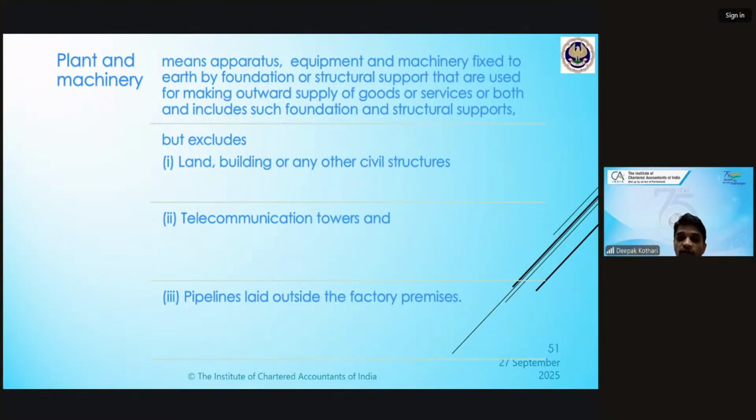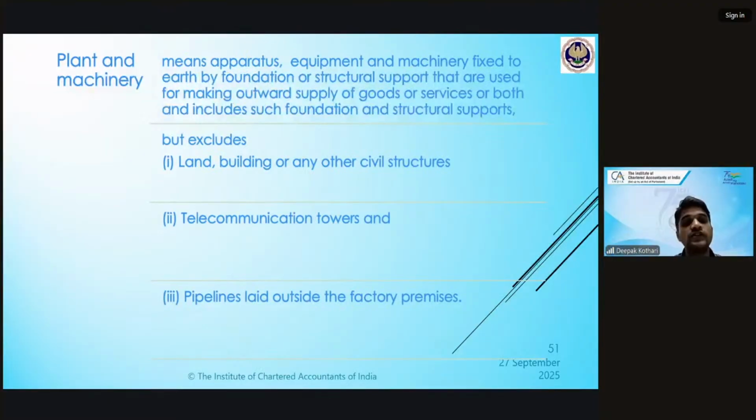If we have fixed something to stop its wobbling, then you're using it only for a functional use, so that it should not move. That's why you're fixing it to the earth. Just fixing to the earth doesn't make it an immovable property. Why it is fixed also you have to understand.